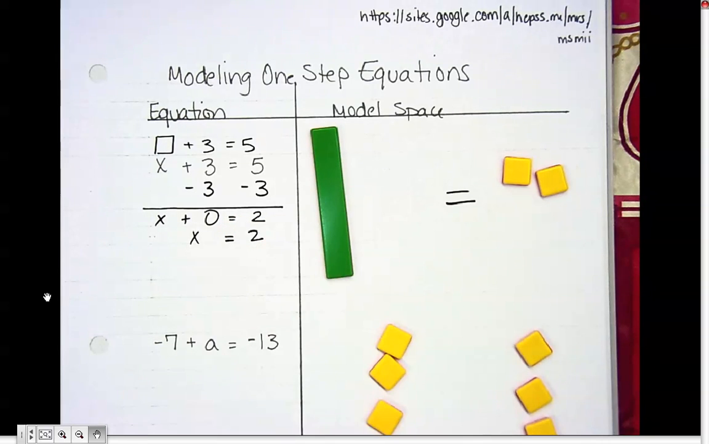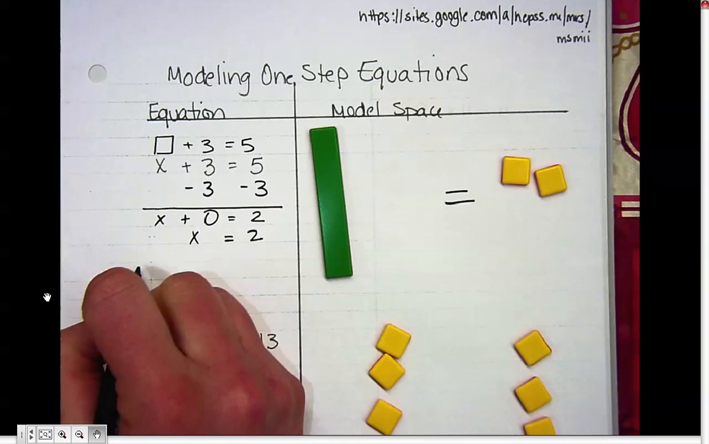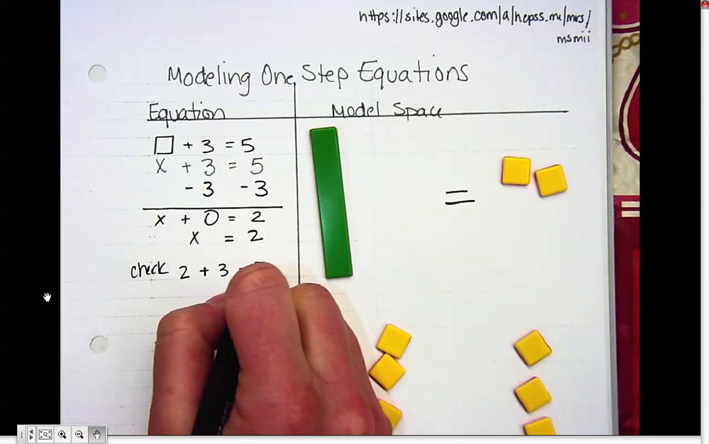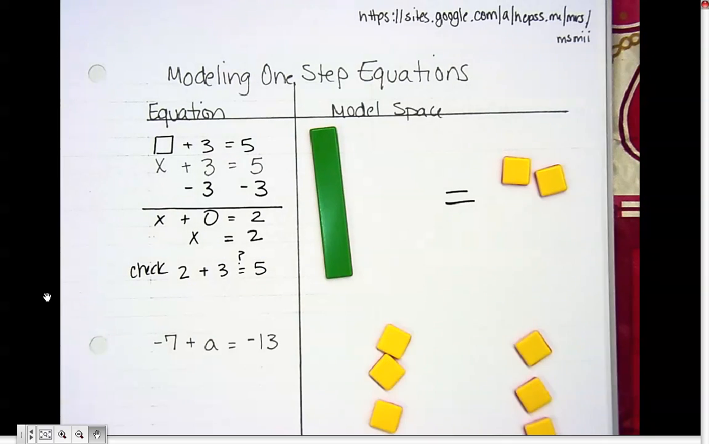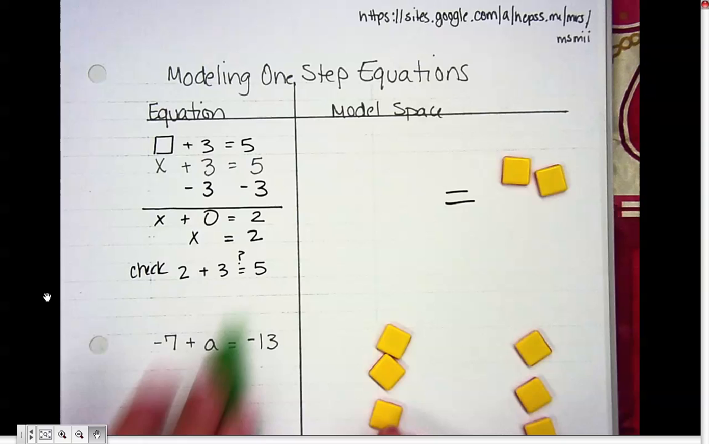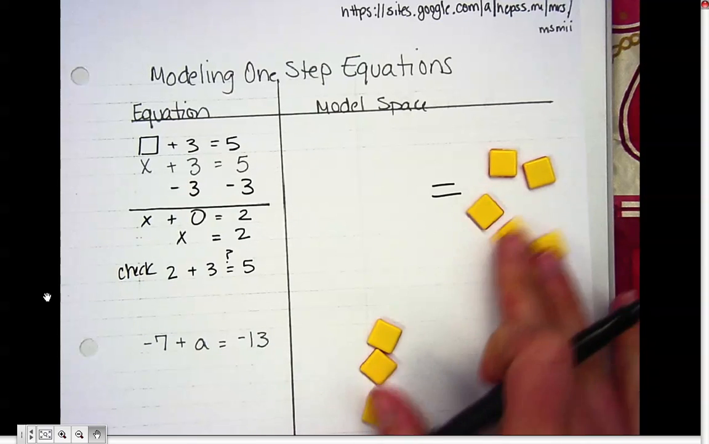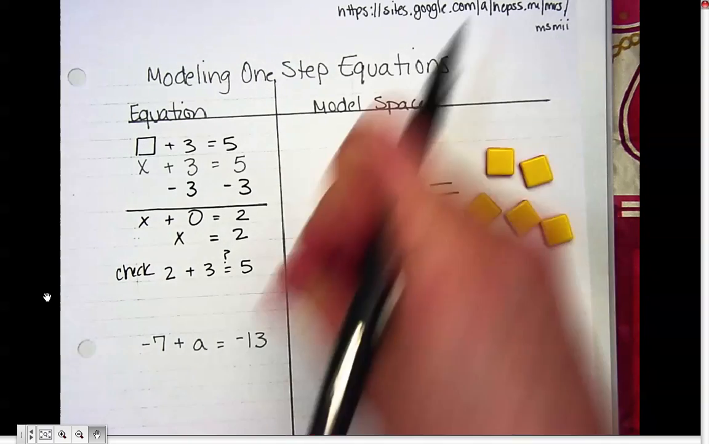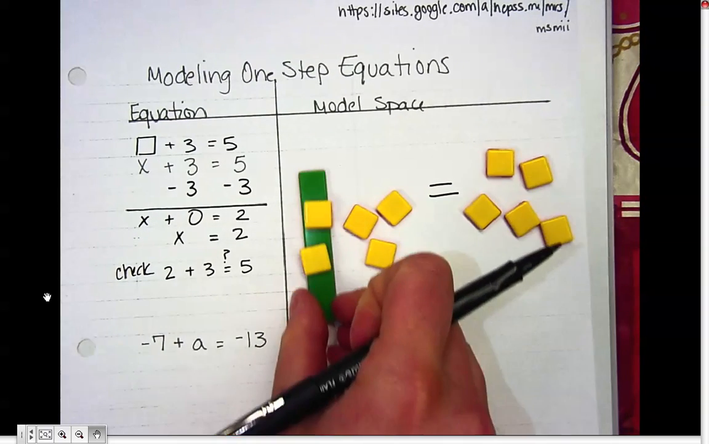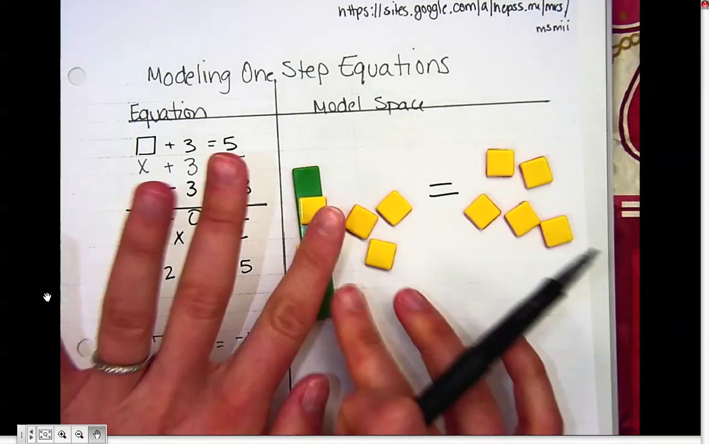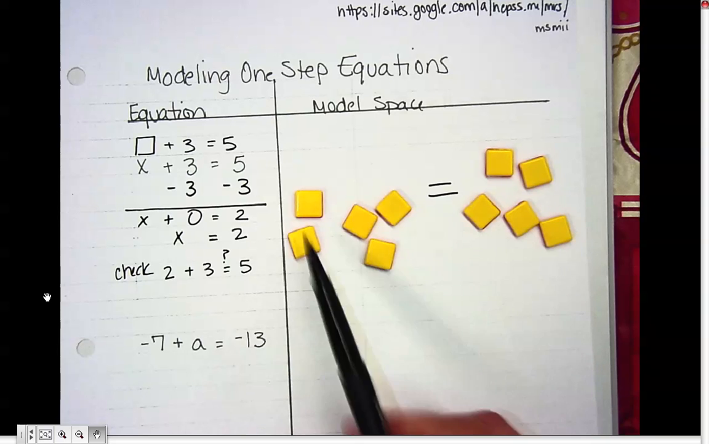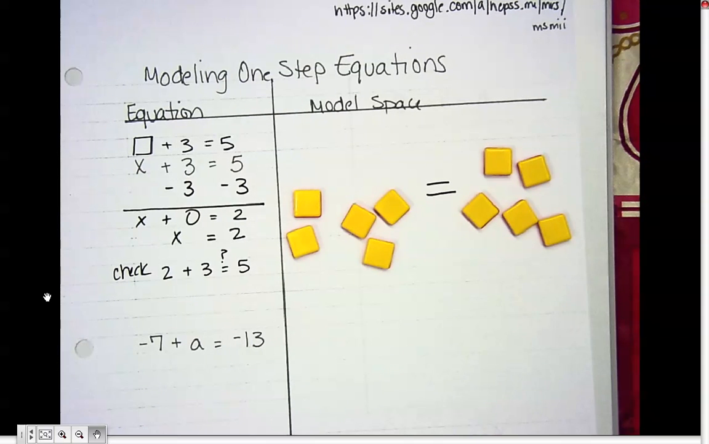Now, if I want to check my work, I can take that 2 and plug it back in for x and ask myself, is 2 plus 3 equal to 5? I'm going to reset this up. So there's my 3, and then I'm going to put in my 2 for the x, so now I'm going to remove my x because we're saying it's 2. 1, 2, 3, 4, 5, 1, 2, 3, 4, 5. Yep, 5 equals 5. I'm good to go.